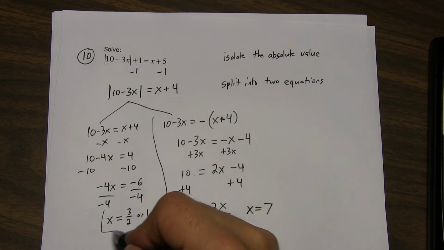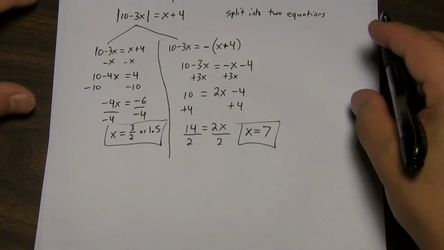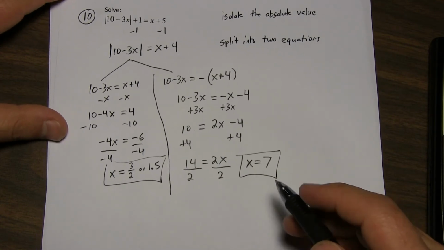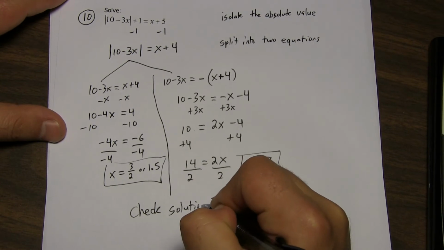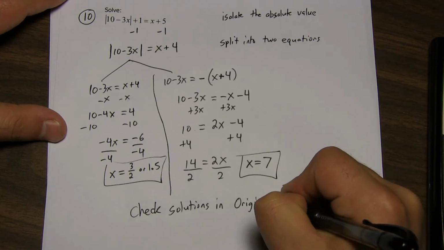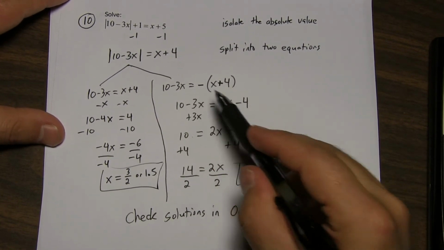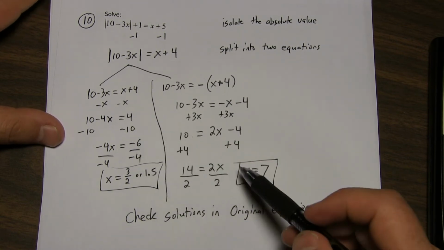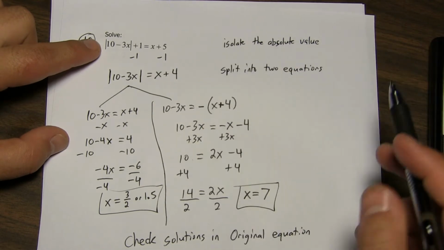Okay, we have two potential solutions here. They might both work, or maybe only one of them works. Let's see. When you check the solution, this is very important. Check solutions in the original equation. Don't check this 7 in this equation, or this in this equation. You have to go all the way back to the original equation, right up here, and check your solutions.